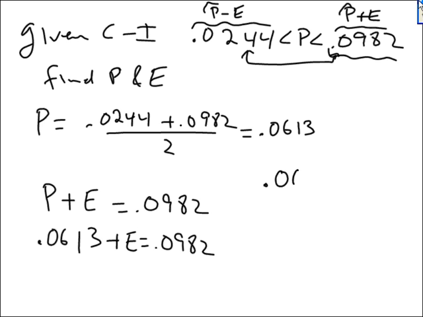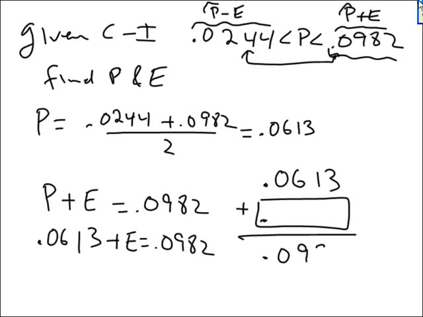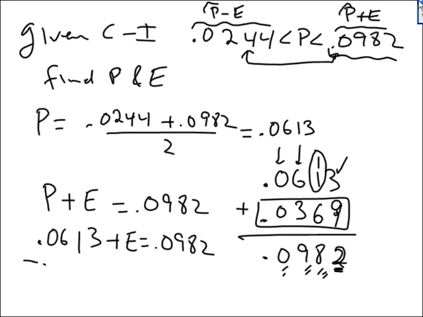0.0613 plus a number that I admit I don't know. Let's line up the decimal. And we're supposed to get 0.0982 when we add it. Well, 3 plus 9 gives me 12. Bring down the 2, carry the 1. So far, this is 2. Add 6 more, get 8. That's 6. Add 3 more, get 9. That's 0. Add 0, get 0. E is 0.0369.